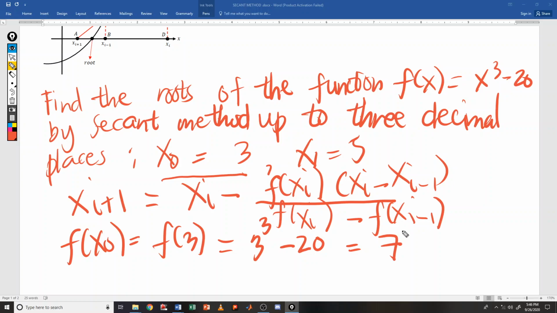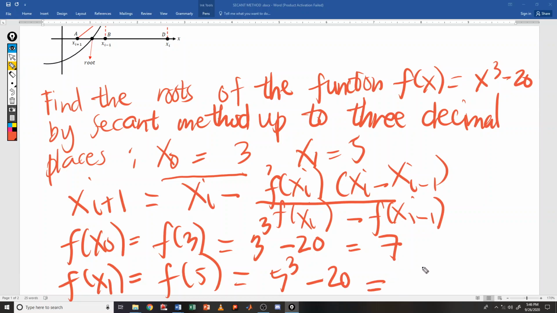Okay, so for f of x1, that is f of 5. For f of 5, we have 5 cubed minus 20. Sorry, this is 105, because 5 cubed is 125, and 125 minus 20 is 105. Okay, so we have the values of f of x0 and f of x1, so we need to substitute them into this formula.